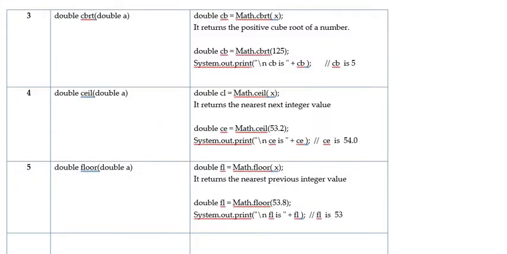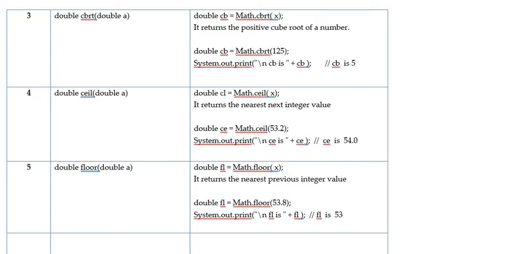The next one is ceil. Ceil comes from ceiling. Ceiling means, just look at your own room, you will find there is a floor and there is a ceiling. That ceiling in Java programming is used to return the nearest next integer value, that means the integer which is close to it in the higher direction.